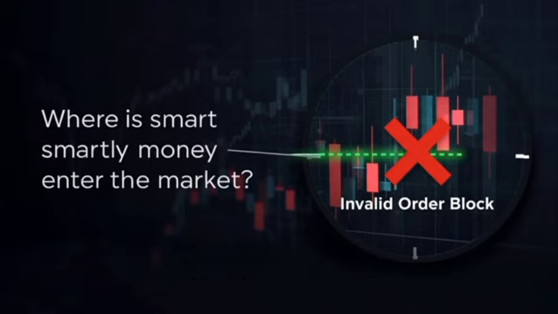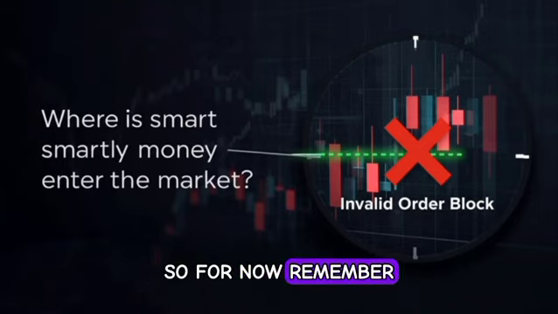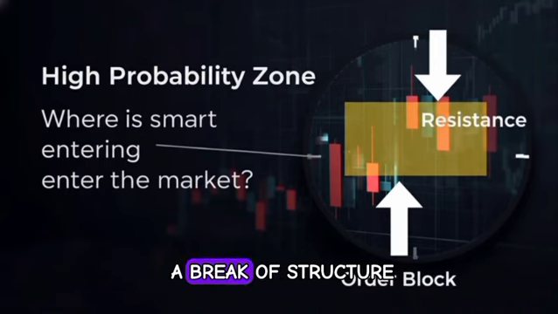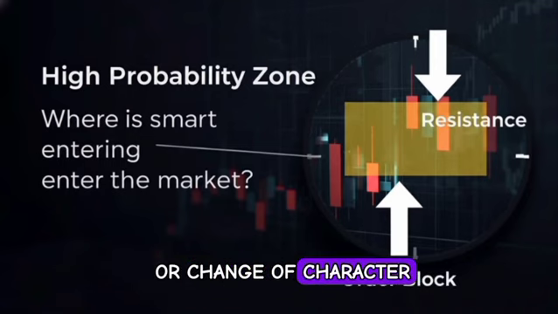Although there are certain strategies to reuse broken order blocks, we are currently discussing the basics. So for now, remember, a valid order block must remain untouched. Third condition. After the inefficiency, there should be either a break of structure or change of character.